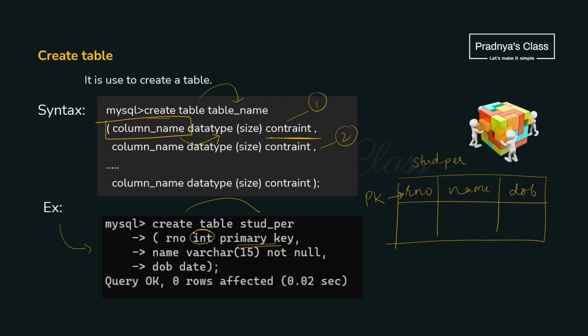The roll number is of integer data type. For name we have used varchar 15. It means we can store a string of 15 characters, that is the maximum limit. And DOB is of date data type. In this way the table will get created.